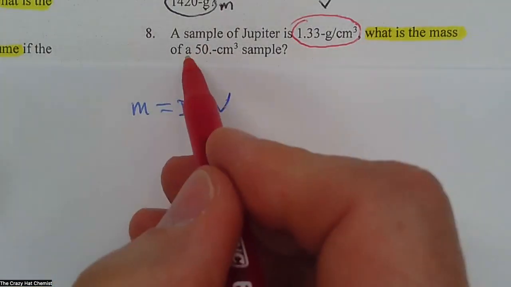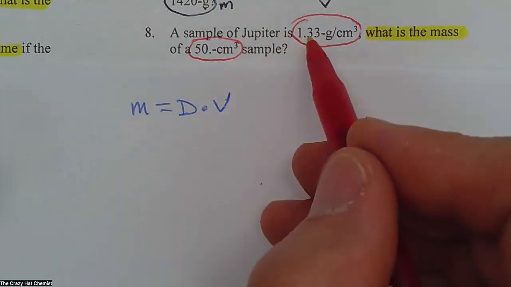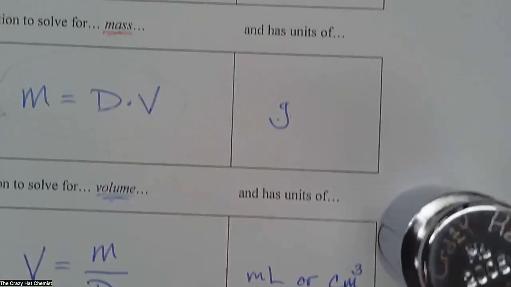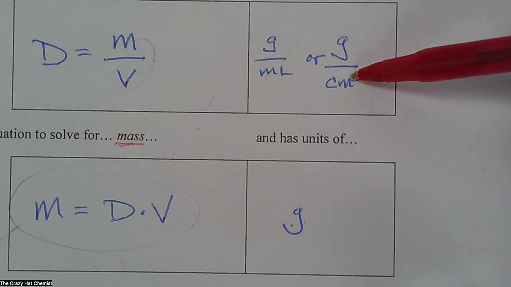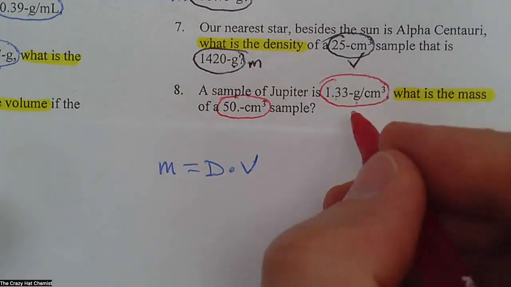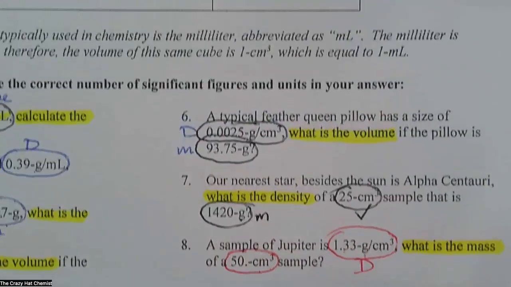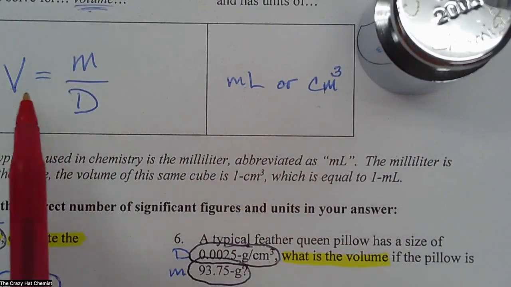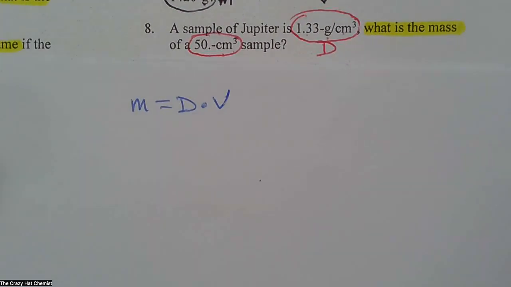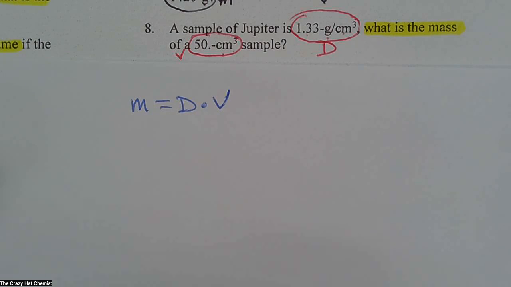And it says of a 50. cubic centimeter sample. So 1.33 grams per cubic centimeter. What is that? Grams per cubic centimeter, that's density. So that means that this number here, because of those units, is density. Cubic centimeters, what is that? Cubic centimeters, that's a volume. All right, fantastic. This is a volume. So I'm going to plug both of those into this equation here.